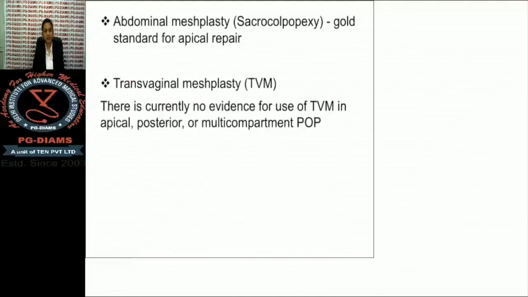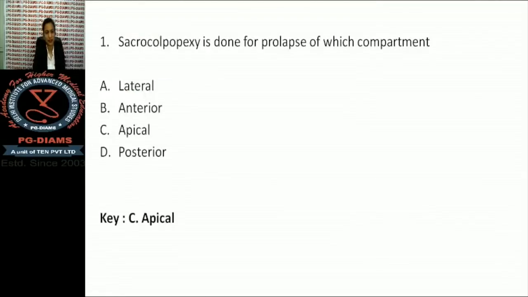So basically what you need to remember is that the only meshplasty which is recommended for pelvic organ prolapse is abdominal meshplasty. If the question says transvaginal meshplasty, it is not one of the recommended procedures. Abdominal meshplasty or sacrocolpopexy is the gold standard for apical repairs, while transvaginal meshplasty is currently not recommended for any kind of prolapse. So your answer here is sacrocolpopexy, which is done for apical prolapses.